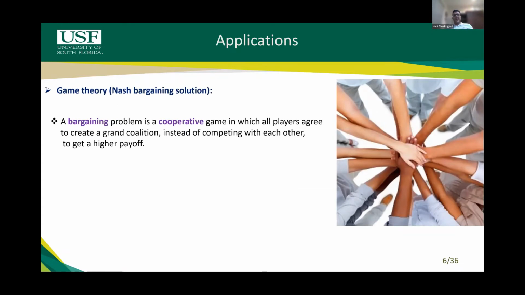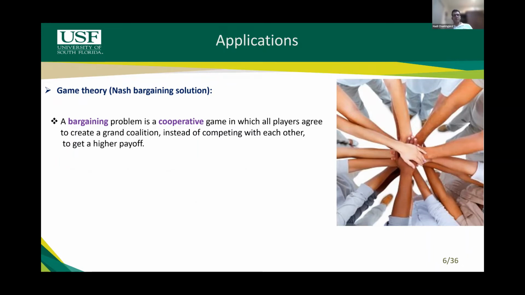Here we have another application that I think is actually quite interesting. It's in the context of game theory. There's a class of optimization problem called the bargaining problem. The bargaining problem is basically a cooperative game in which all players agree to create a grand coalition instead of competing with each other in order to get a higher payoff. So they don't want to compete. They are independent players who want to cooperate in order to get a higher payoff.